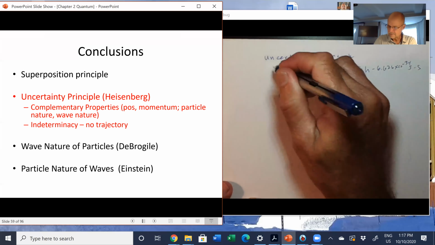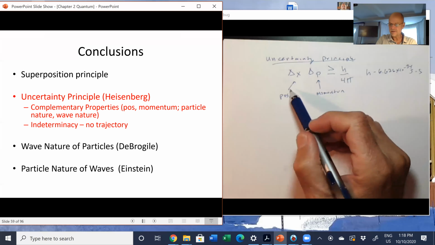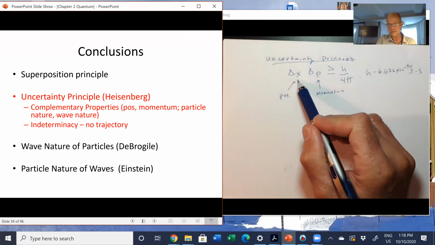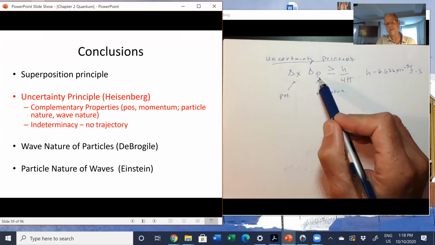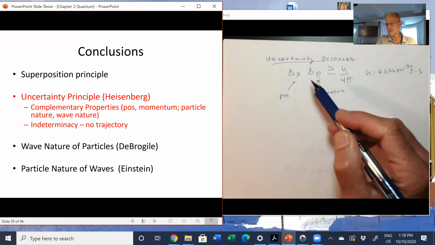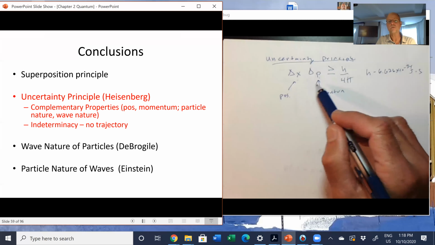And notice, this does not apply to baseballs, right? We already said a baseball has a trajectory. Why? Because if we know its position and momentum, its future path is determined, yeah? For electrons, this product cannot be zero, which means that you can't simultaneously know the position and the momentum. Why? The position is associated with the particle nature, the momentum is associated with the wave nature, and you can't see both at the same time.